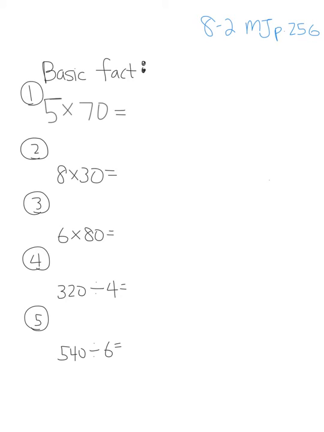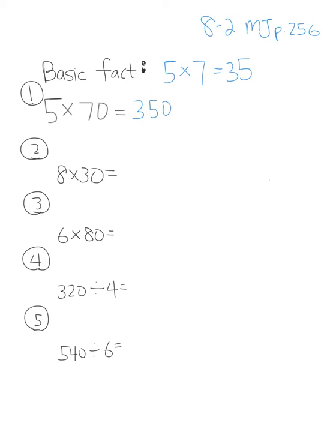A basic fact that we can use is 5 times 7. And I know that 5 times 7 is 35. In order to figure out 5 times 70, I know that there's 5 groups of 7 tens. So using 5 times 7 equals 35, which is 5 groups of 7 ones, I know that my answer is going to be 350.